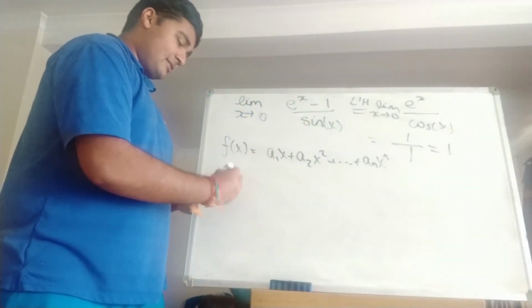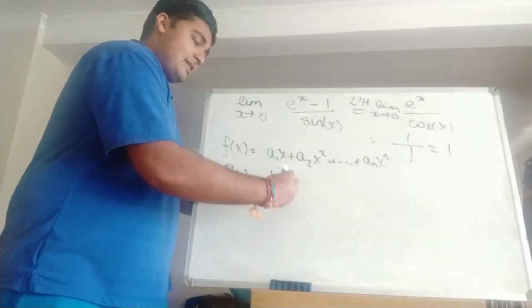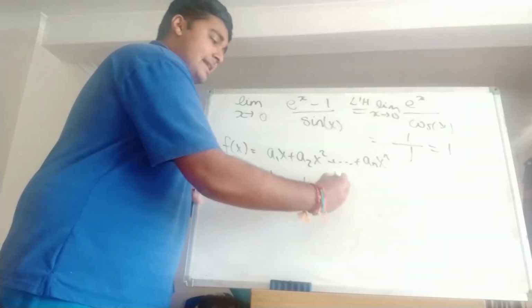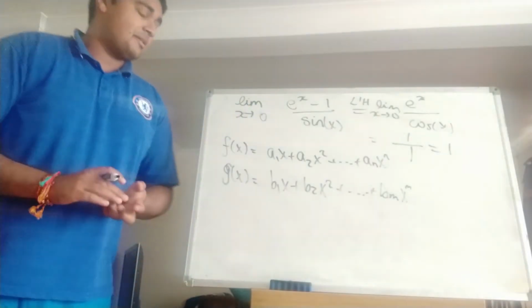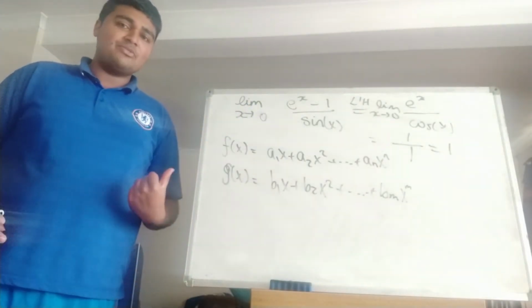And then g of x, we'll suppose is b1x plus b2x squared and so on, all the way up to bm x to the m, say. So something like this, and we're looking at the ratio of f of x over g of x.